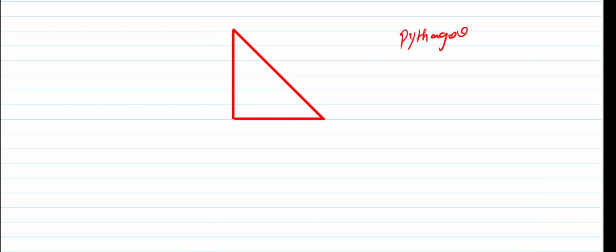We use two rules for the right angle triangle. Whenever you look at a right angle triangle, what will you think about? Pythagoras theorem. And second, SOH CAH TOA.